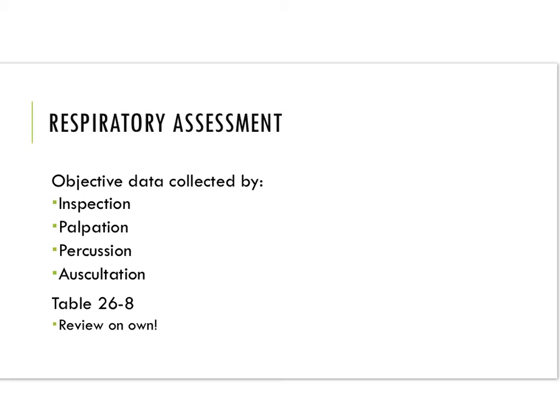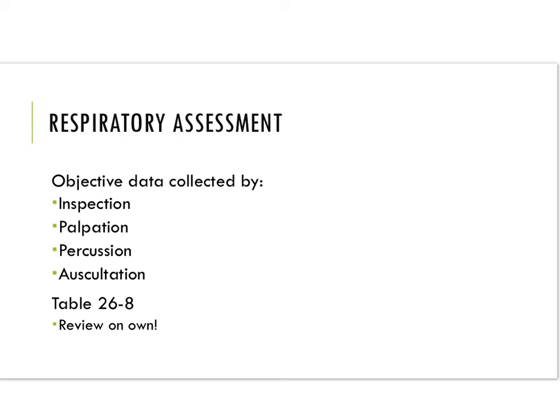It becomes abnormal, and we call it barrel chest, when the patient has a chronic respiratory condition that causes hyperinflation, such as COPD. So we want to look for AP diameter. We want to look for any abnormal breathing patterns. Those are listed on page 486, and you need to review those.